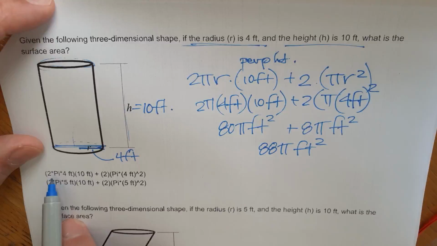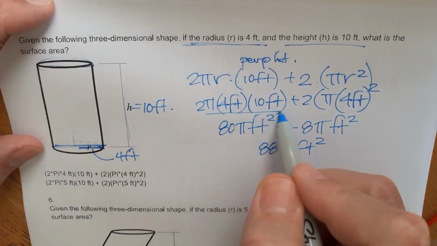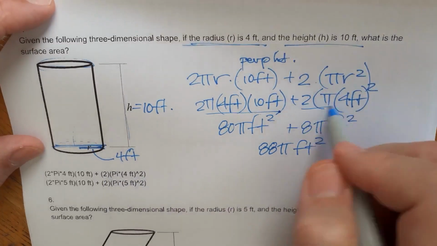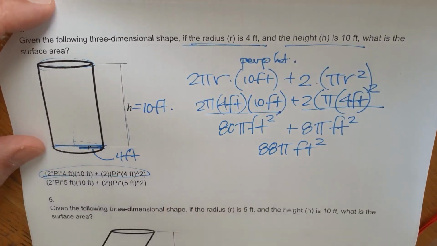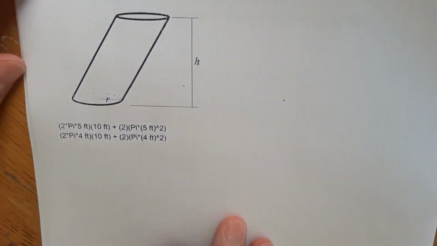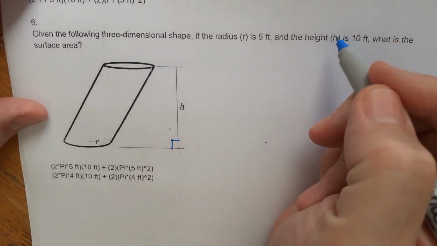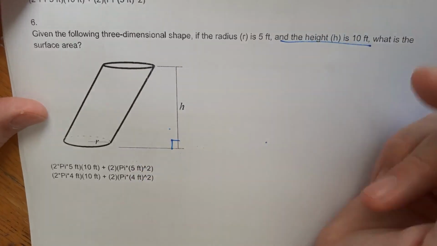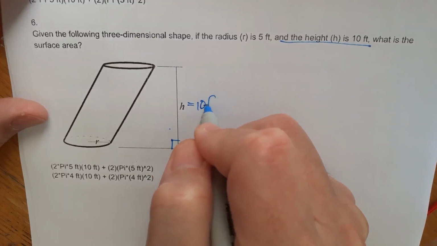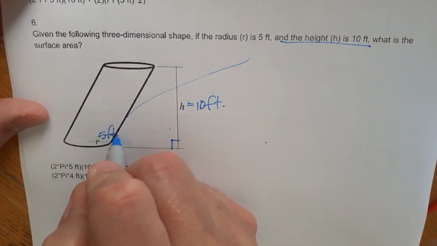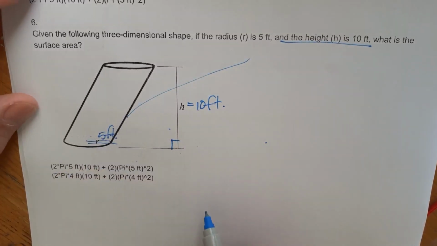So it looks like they didn't even multiply it out. 2 pi, 4 feet, 10 feet. That's this right here. Check. And 2 pi, 4 feet squared. Check. Piece of cake. They don't even make me multiply it out. Here they're just proving to us the same thing, that if we're dealing with a perpendicular height of 10 feet, well, they did change the radius on us here. They said this is 5 feet here for the radius. It was 4 on the last one.